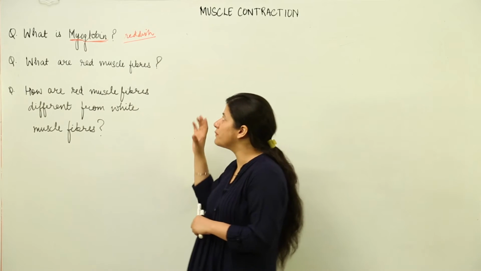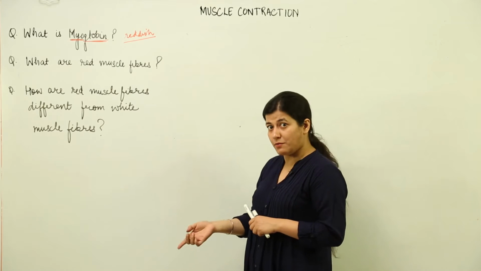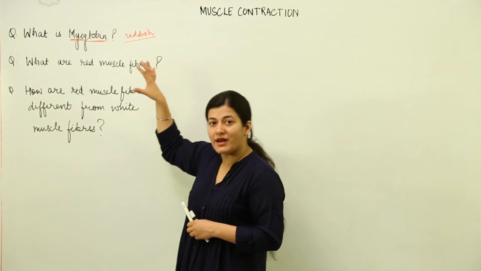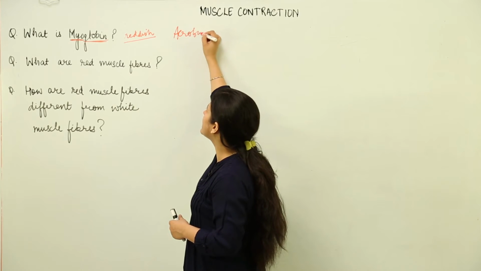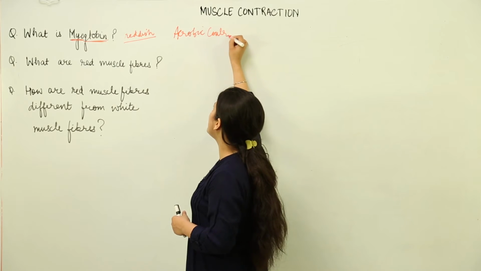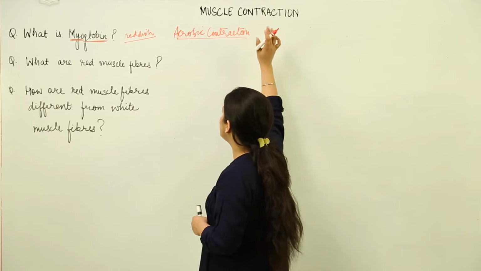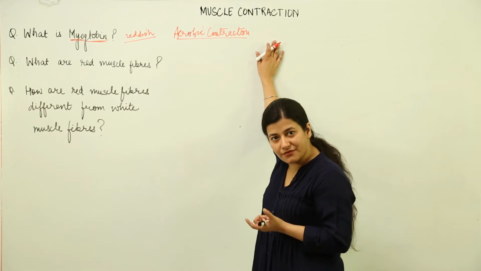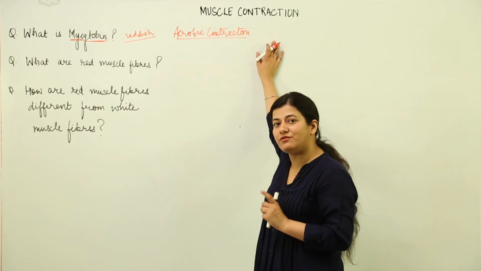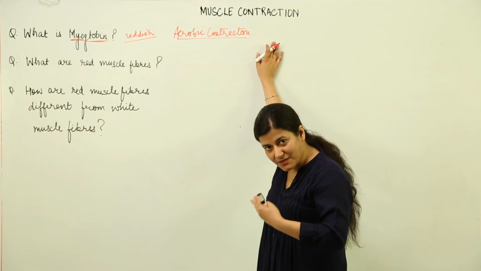Now what would be the work? Because this is a reddish pigment which is oxygen binding and iron binding, as I told you, it has a very important role to play in aerobic contraction of muscles. Now when I talk about aerobic contraction, you know that there are two types of respiration, in which we study lactic acid fermentation. Whenever we talk about lactic acid fermentation, we mention that lactic acid is being formed inside the muscles.